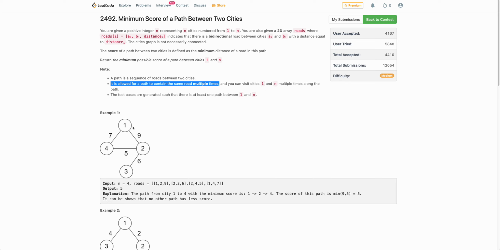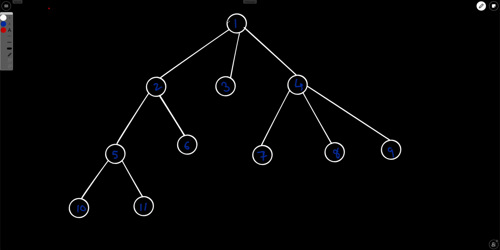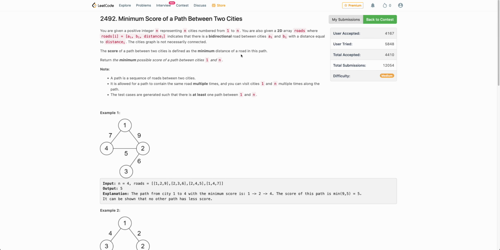Now how to solve this? Again, remember this constraint that it is allowed to visit the same road multiple times, right? So let's see. First of all, we are given a graph, and it is also said that the graph is not necessarily connected, right? So let's just simplify the problem. Let's say we are given a tree. There are no cycles and all, and the tree is connected. So we are removing both the constraints.